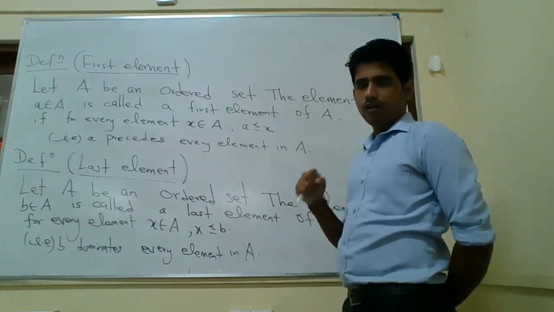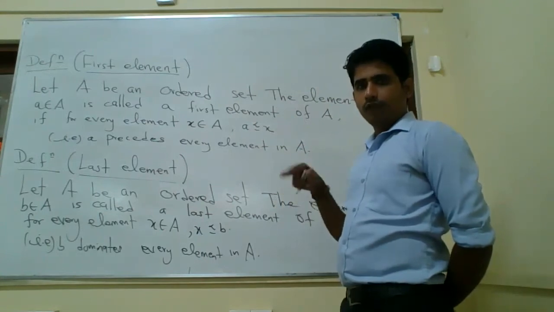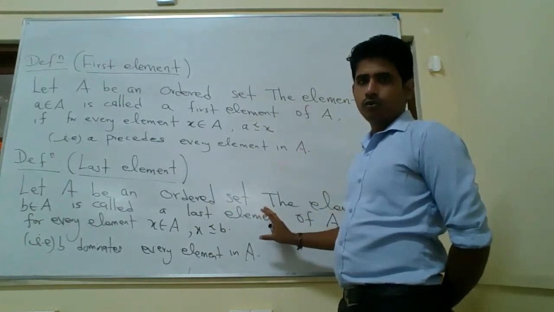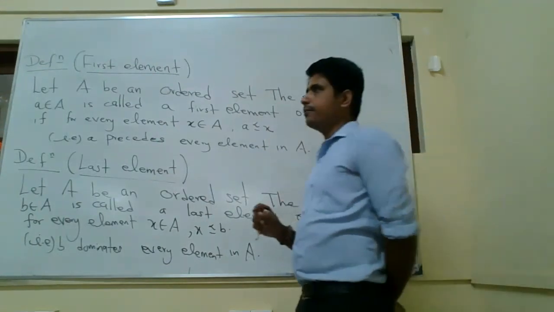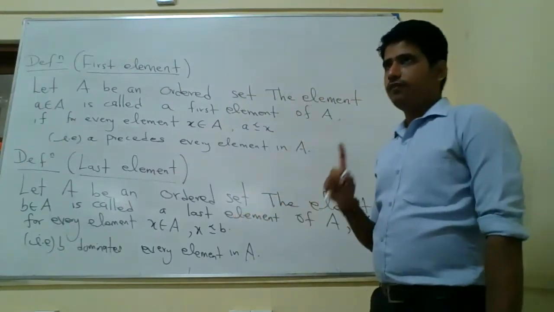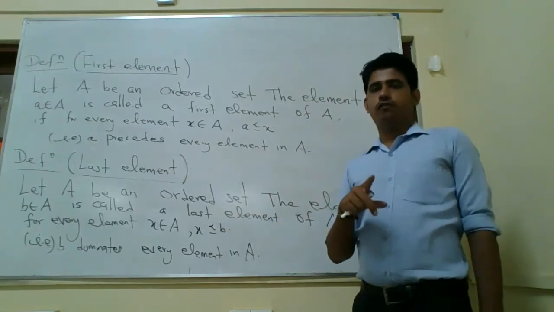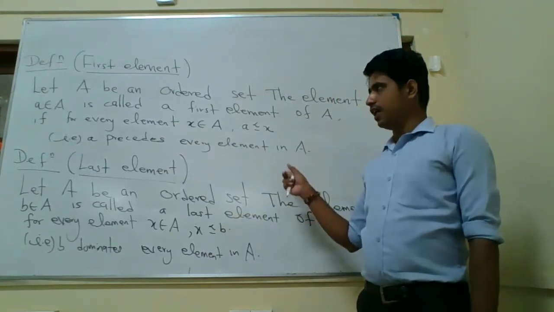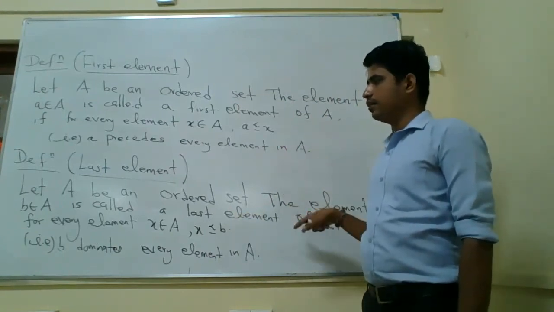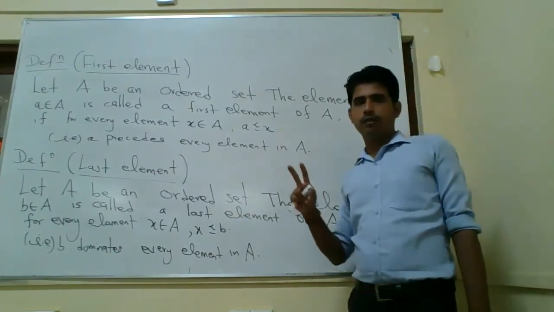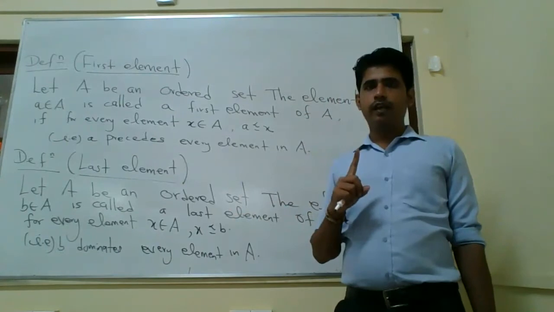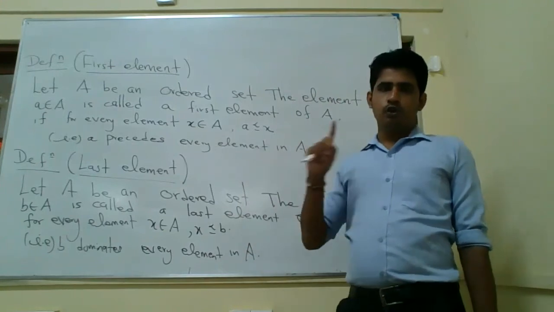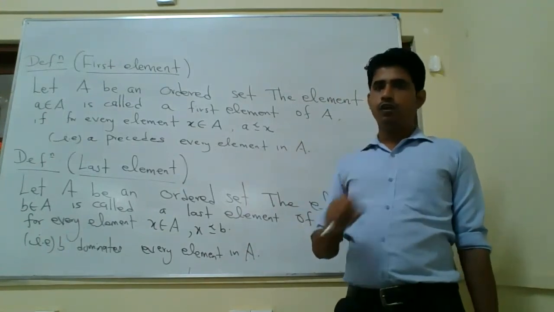From the Hasse diagram, you can find the first element and last element. Another thing: the first element is unique, and the last element is also unique. For one particular Hasse diagram, you can find one first element and one last element. First we discuss the example for first and last element, and after that the maximal element and minimal element. Suppose you have one maximal element, that is your last element. Suppose you have one minimal element, that element is your first element.